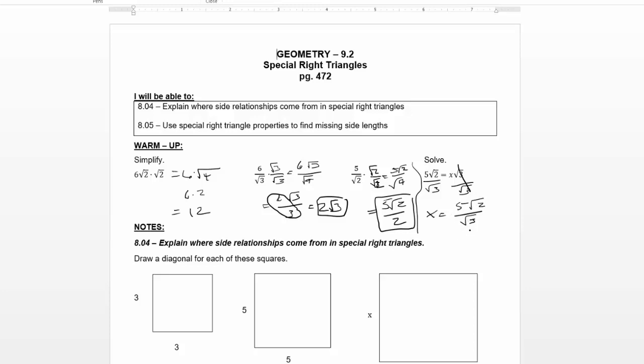We don't want to leave this expression with a square root down below, so we'll multiply top and bottom by root 3. And this will leave us with 5. Square root of 2 times square root of 3 is square root of 6. Root 3 times root 3 is square root of 9. Square root of 9 is the whole number 3.